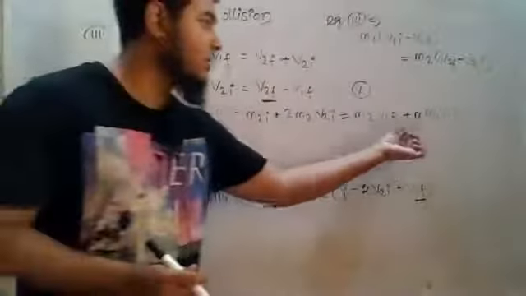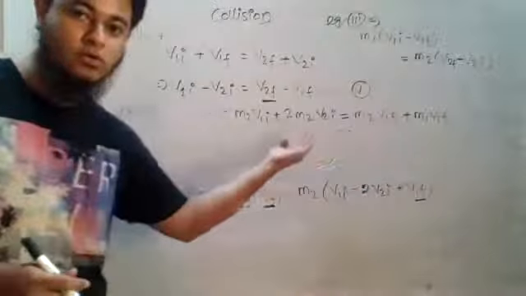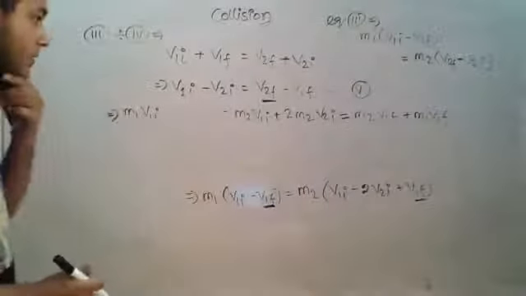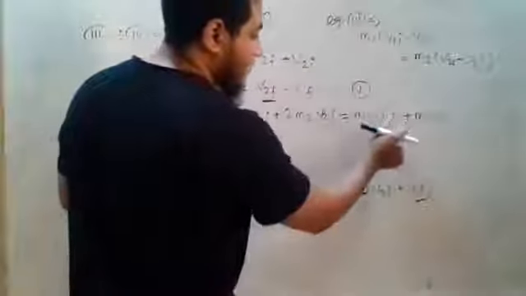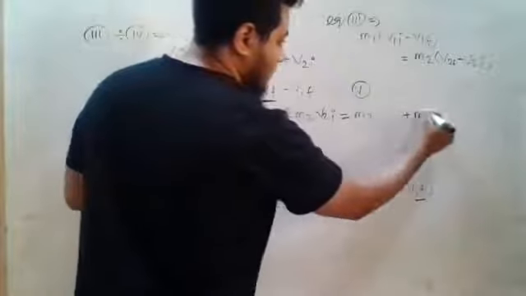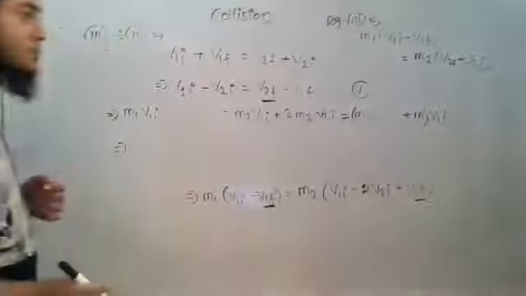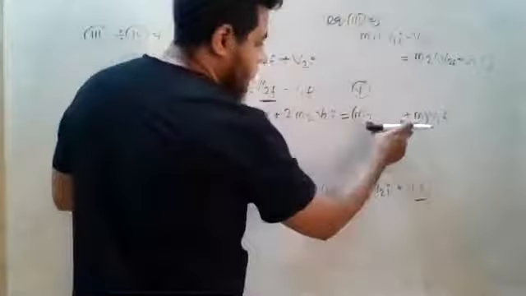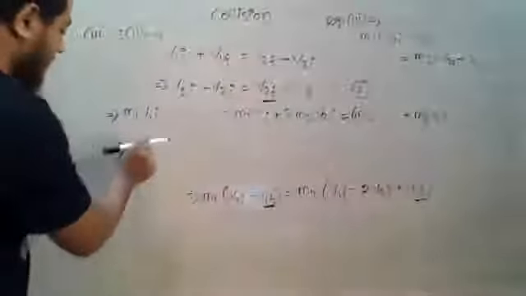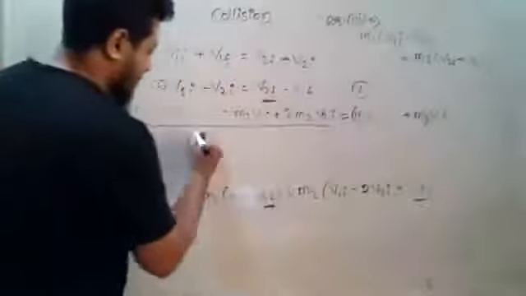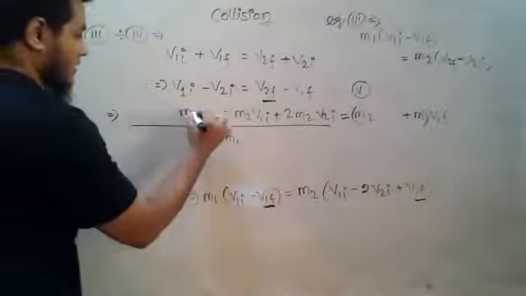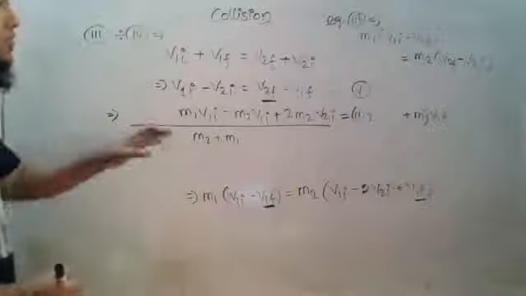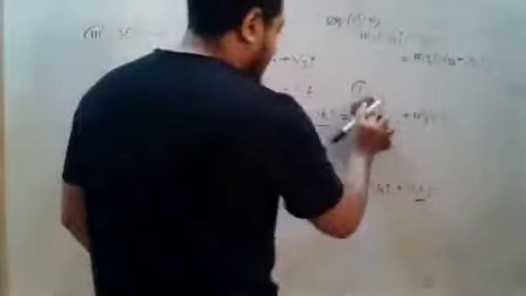Did you understand? We are taking everything with V1F to one side and transferring all the others to the other side. Okay, then what will we do? If we take V1F common from here, then it will be M2 plus M1. So if you want to find the value of V1F, M2 plus M1 is multiplied with V1F, so you need to just change the side and it will be divided, right? So if we change the side, it will be M2 plus M1 or M1 plus M2. If I write here M1 V1I, so this will be our expression for V1F.